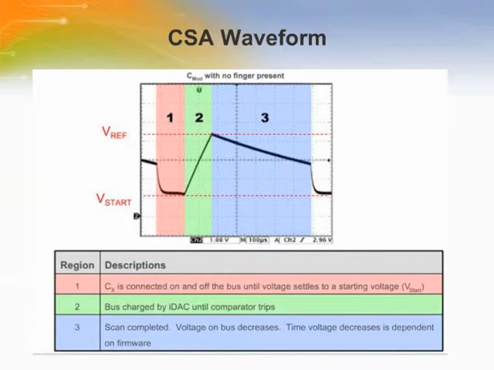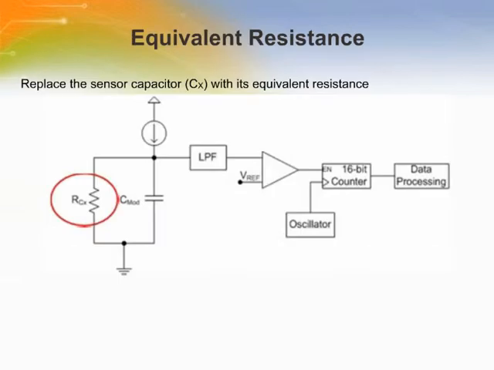Once that is done, we move to region 2, the green area. This is the scanning region. In region 2, the bus is charged by the IDAC current source until CMOD equals the reference voltage Vref. Then we move to region 3, the blue region. The scan is completed during this region, and the voltage on the bus returns to normal and post-processing occurs. Let's see that again from the block diagram level.